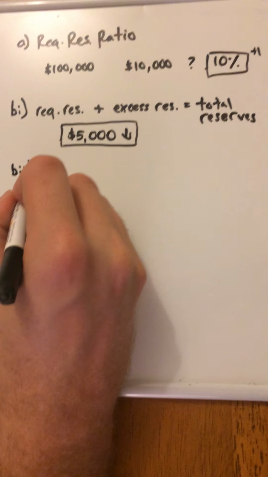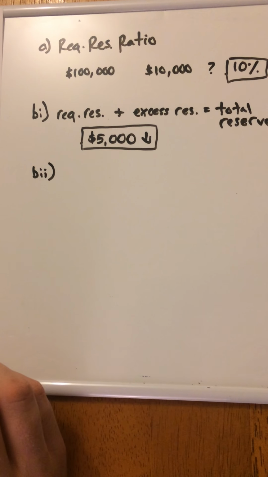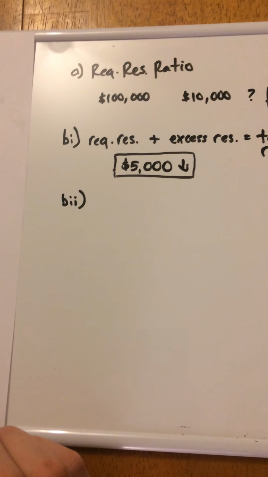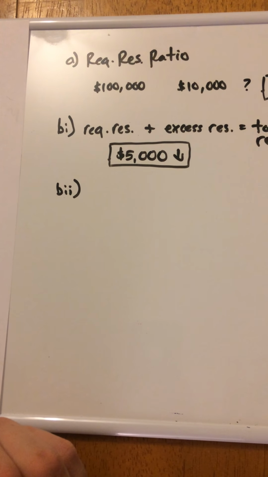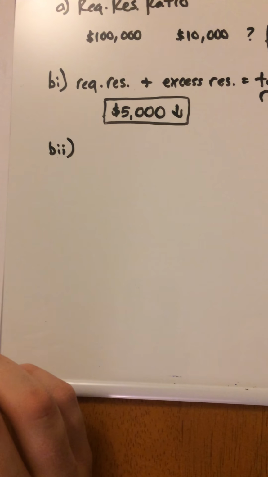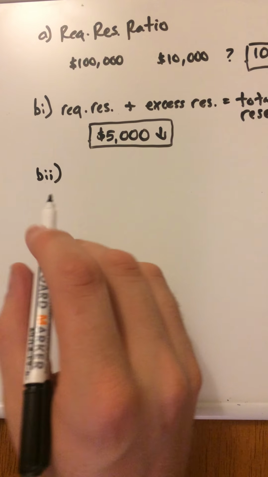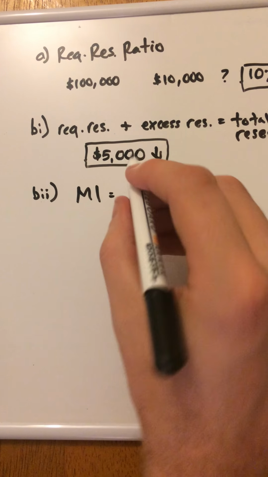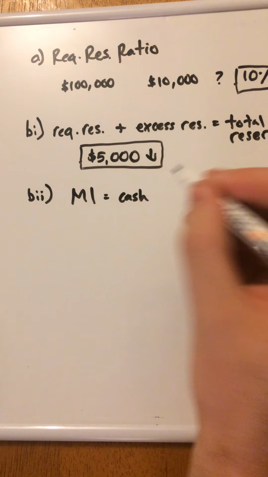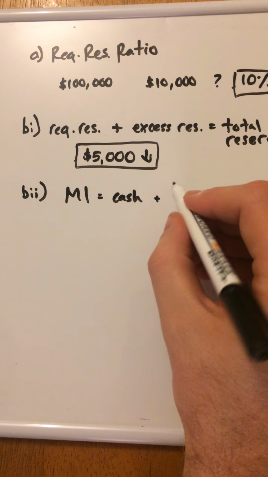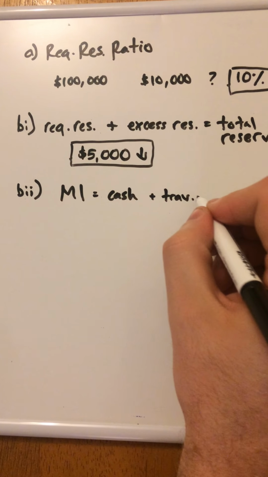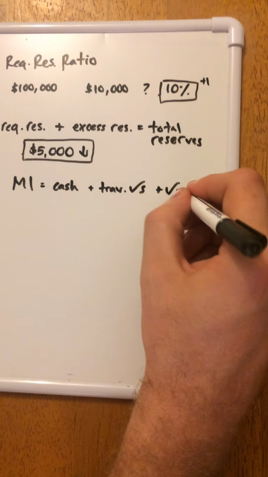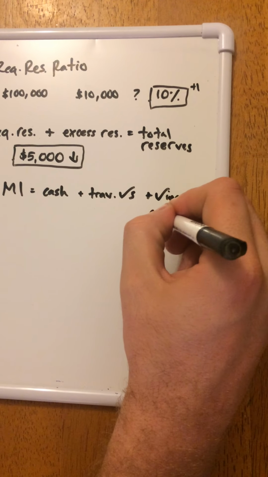So part B2, what is the initial effect of that $5,000 withdrawal on the M1 measure of money supply? And then explain means we've got to give an extra sentence or something like that. So the M1 money supply includes cash or currency plus, I'm just going to abbreviate, traveler's checks, but this is really the big one, checking accounts.